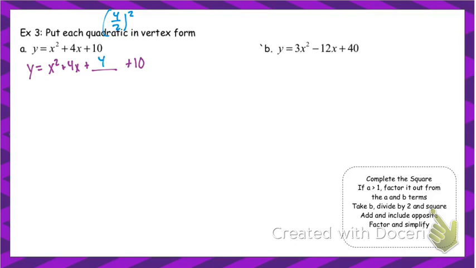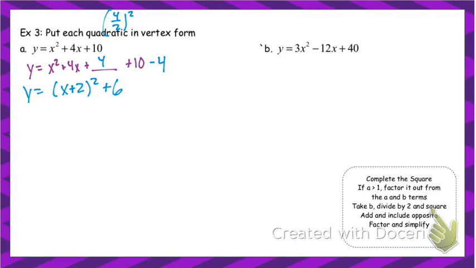Now to keep this equation the same though, if I add 4 to that side of the equation, I also have to subtract 4 from that side of the equation. The other thing I could do if I wanted is I could add it over here as well, but we won't do that unless we get to solving. The reason I picked that value is because it factors nicely into x plus 2 squared, and then I just simplify the right side, and now this equation's in vertex form.